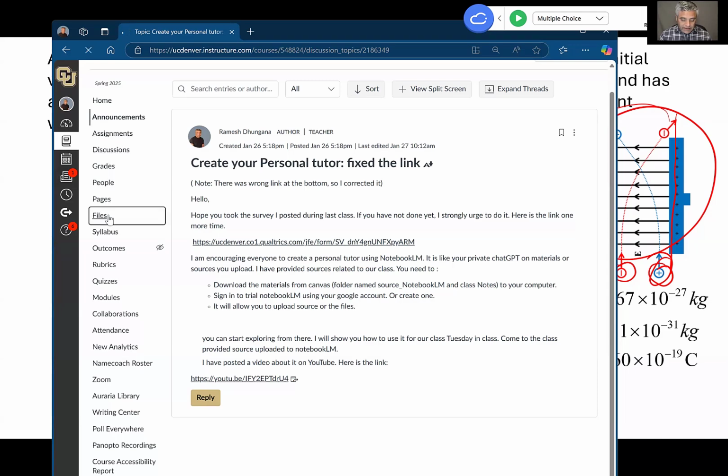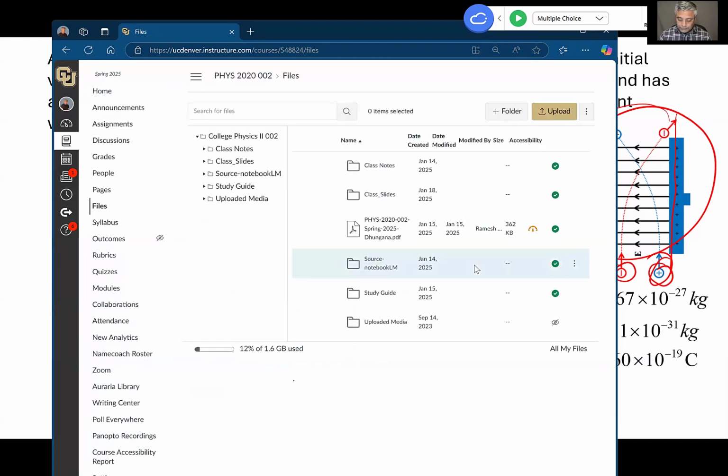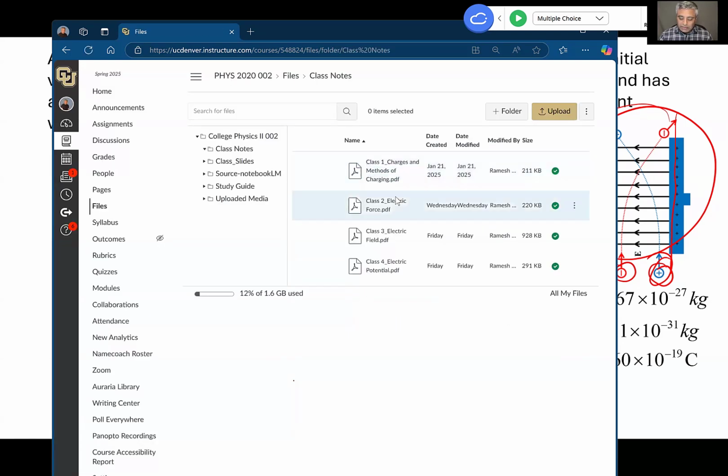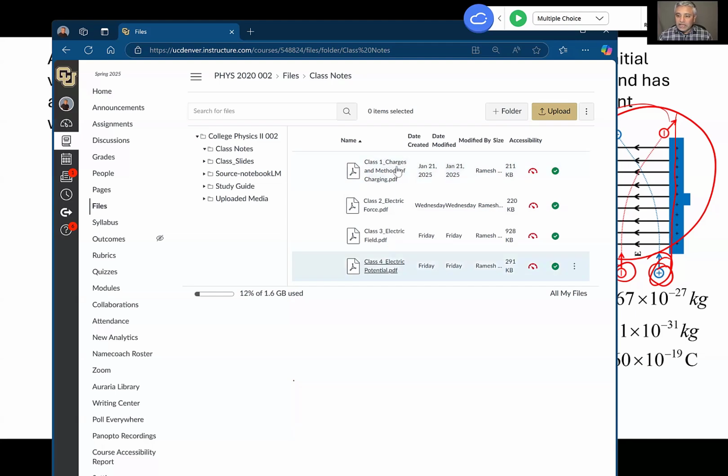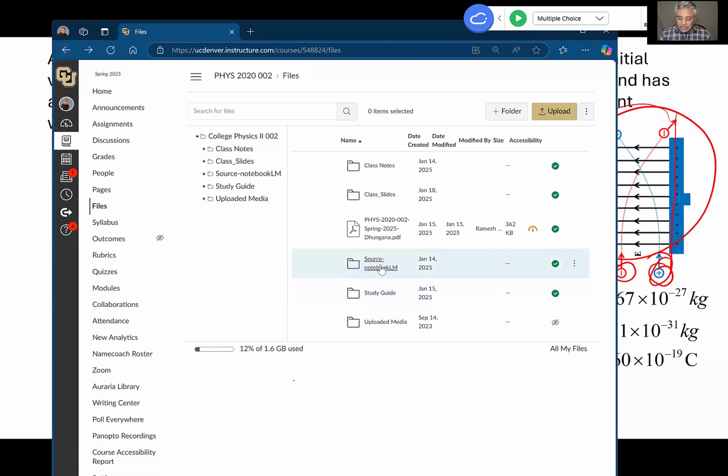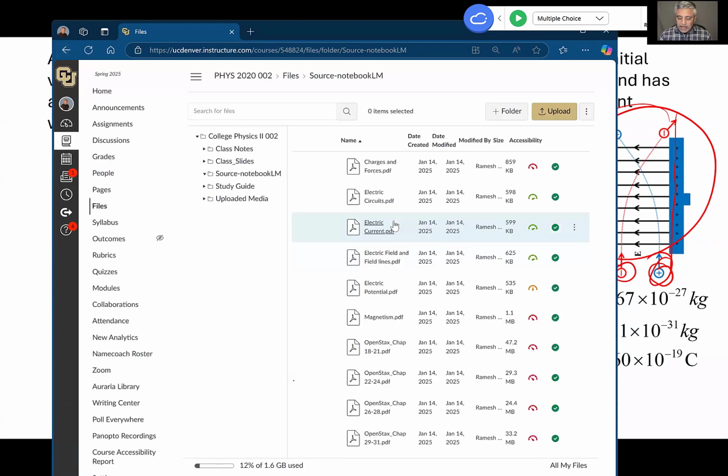So if we go to the files, you see there is this class notes. So I am in the process of preparing them. So all of them are not ready. So every week I'll be adding them. So once they get ready, once they are added here, you can download them from here. So for example, you can download like this, right? So it's going to download to your computer. So you download them. But more importantly, this is what I have.